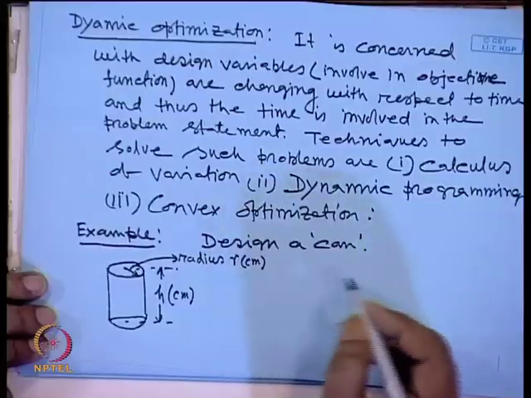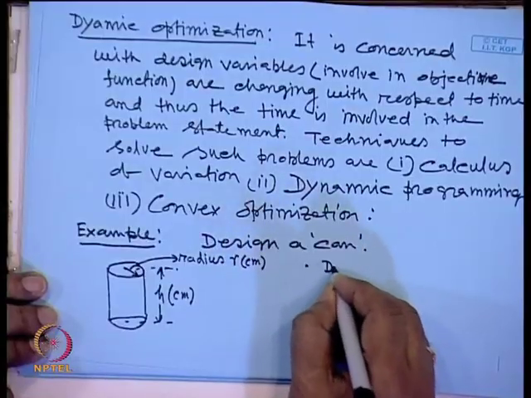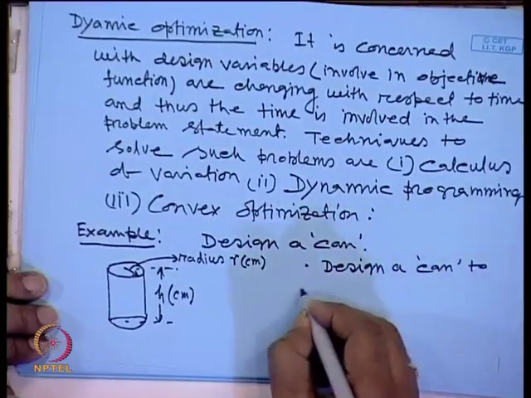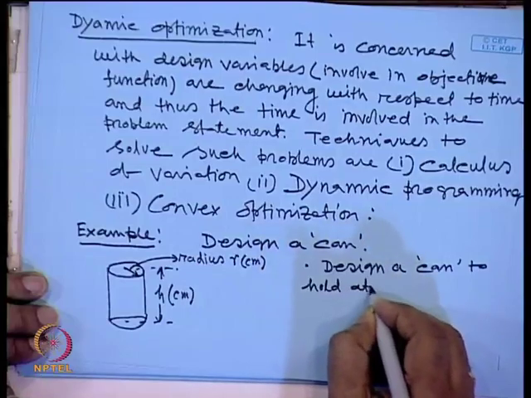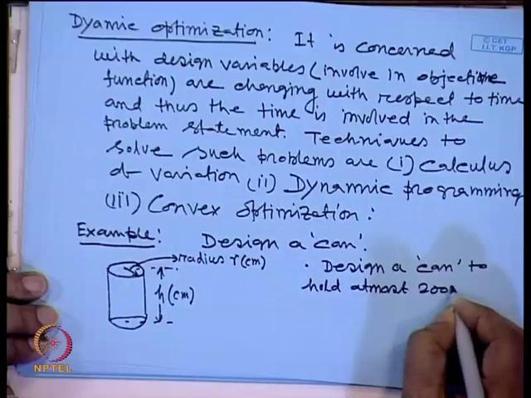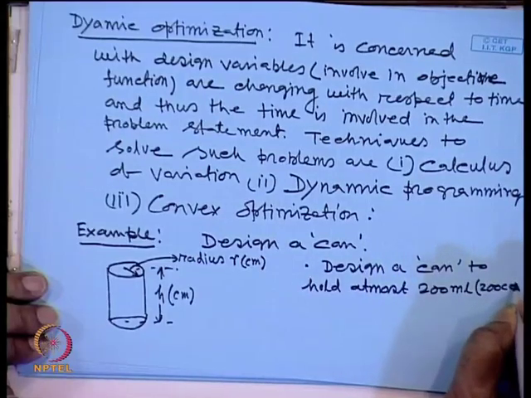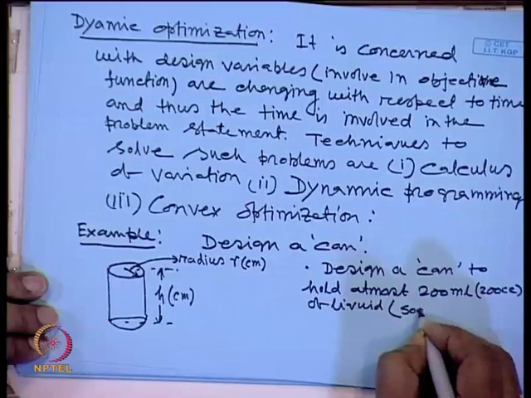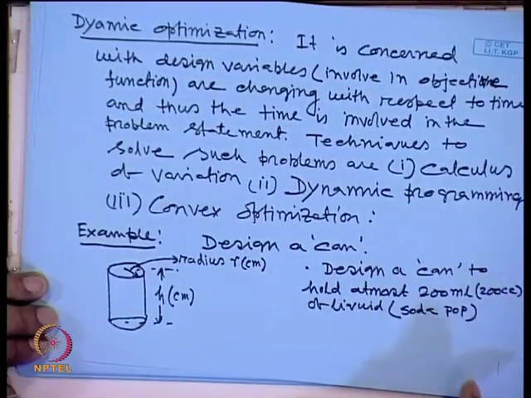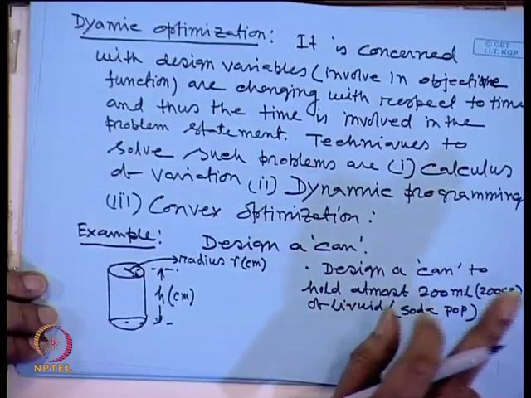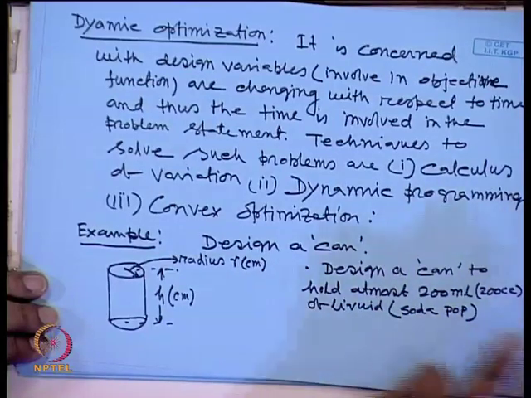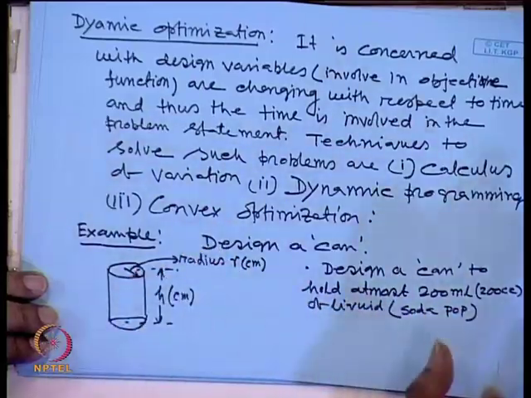So I will write one by one what we need to design before we manufacture this container. Design a can to hold at most 200 milliliter or 200 cc of liquid, or soda pop. This is restricted because people should not drink more than 200 milliliter of soda pop at a time. That is why the volume is restricted.